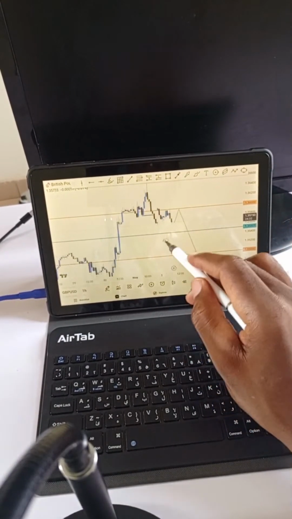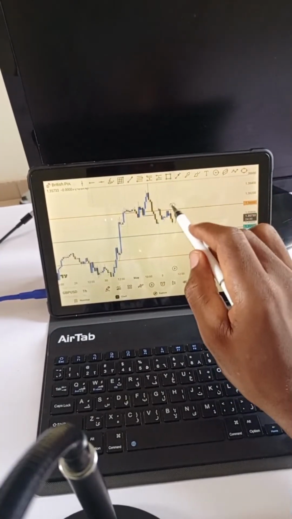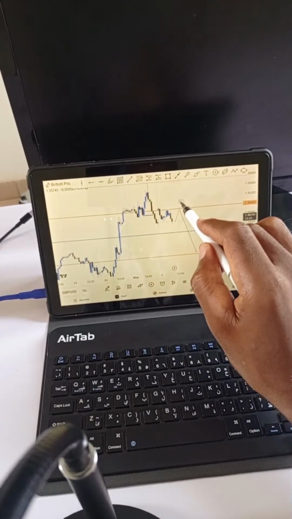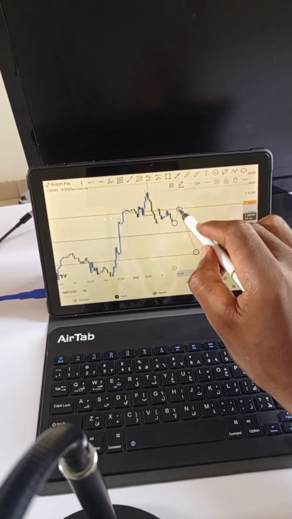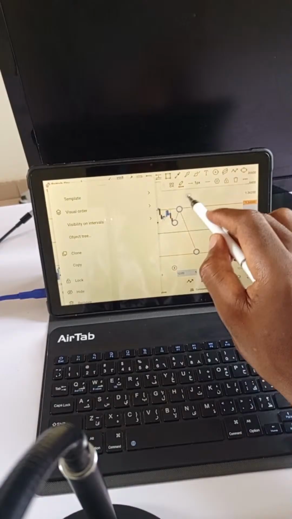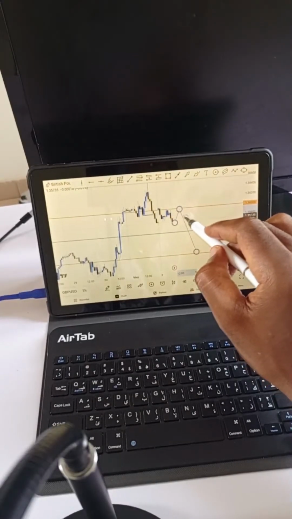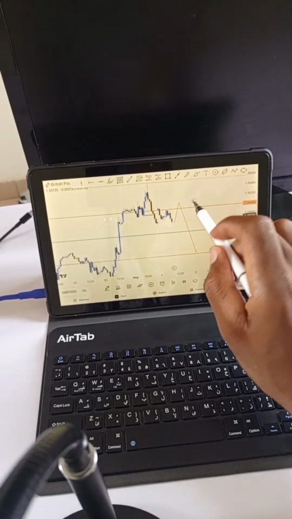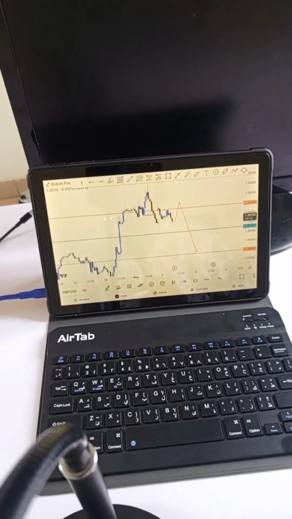Okay, this left shoulder, or this right shoulder, is it left, top, right? So this right shoulder might wanna go deeper. Okay, let me do something like this. Yes, might wanna go deeper for us to sell.